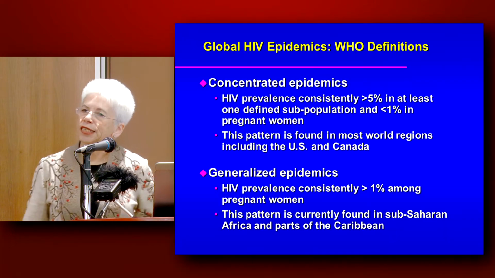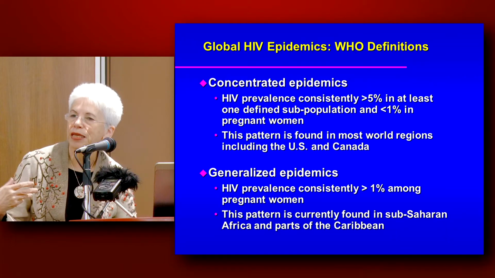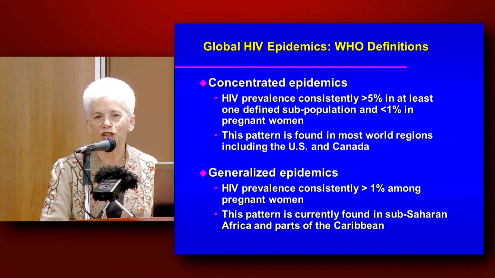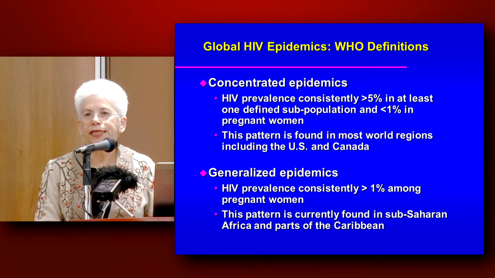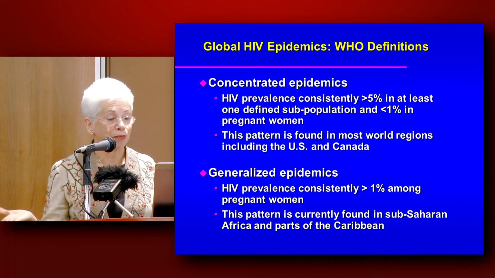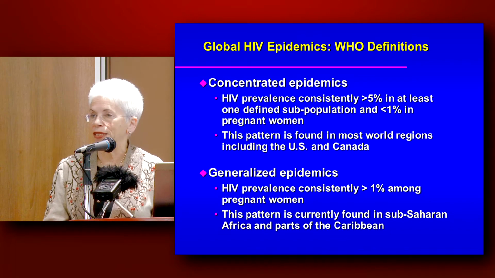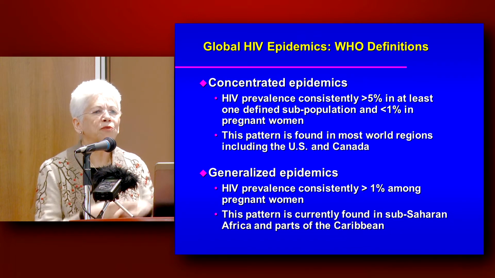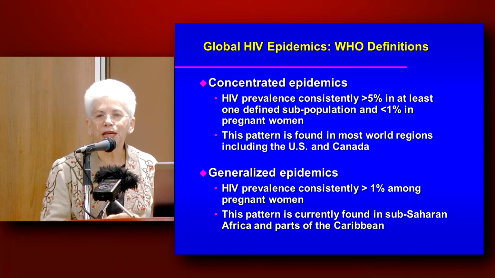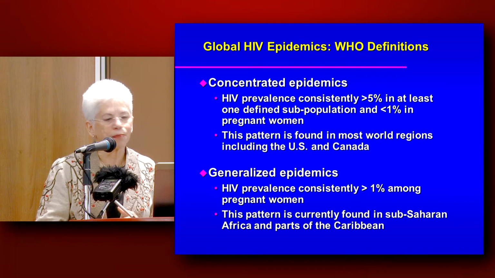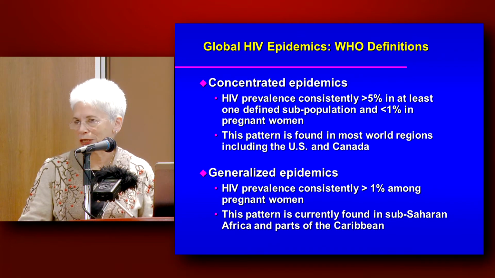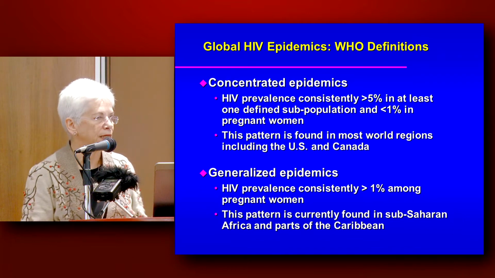So the World Health Organization defines two kinds of epidemics. One is a concentrated epidemic, and that's what we have here in the US and Canada. It's an HIV prevalence of more than 5% in a specific subpopulation, but less than 1% in pregnant women. Pregnant women are used as a marker of the general population. But in a generalized epidemic, the prevalence is more than 1% among pregnant women, and that's what you see in parts of the Caribbean and in sub-Saharan Africa.